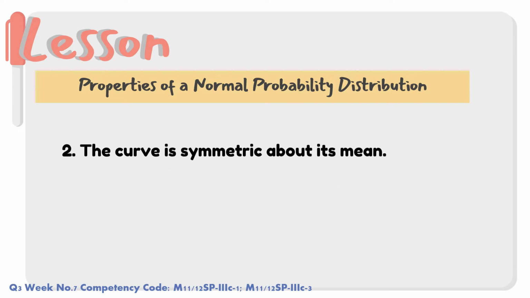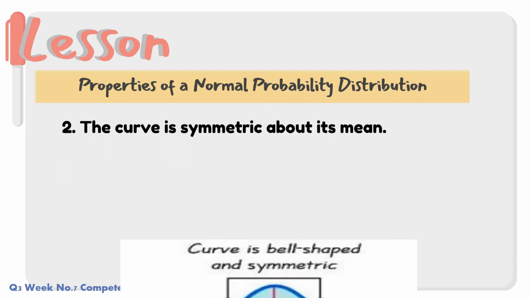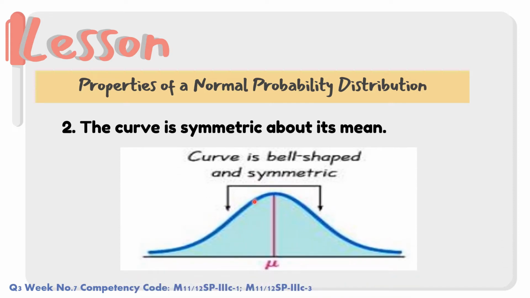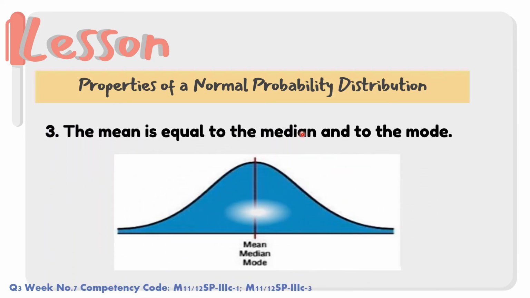Number 2. The curve is symmetric about its mean. When you say symmetric, it means that these two parts have the same area. Number 3. The mean is equal to the median and to the mode.